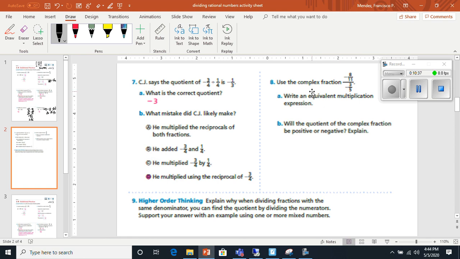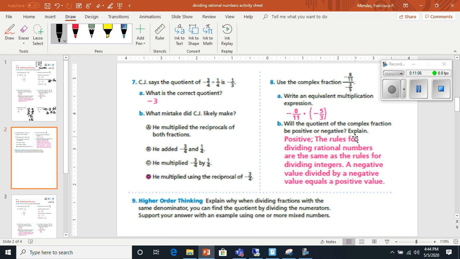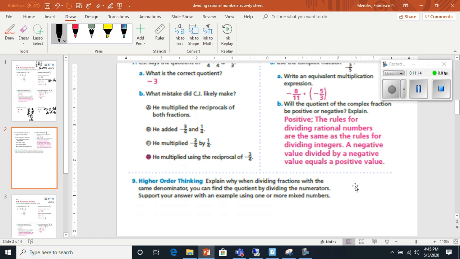Number 8 says the complex fraction negative 8/11 divided by negative 3/5. It says to use that complex fraction to write an equivalent multiplication. Well, that's going to be negative 8/11 times negative 5/3. There we go. Will the quotient of the complex fraction be positive or negative? Well, we got a negative times a negative, which will definitely be a positive. So the rules for dividing rational numbers are the same as the rules for dividing integers. A negative value divided by a negative value equals a positive value.